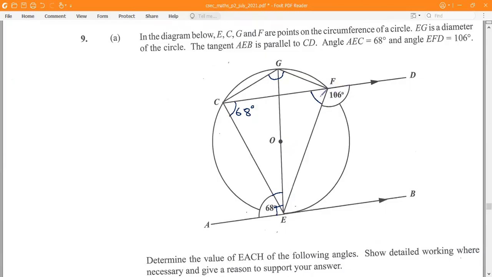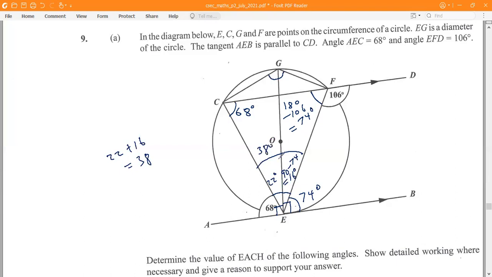This is a straight line. To get this missing angle, we say 180 take away 106. We have 74 degrees. Remember, the alternate angles are equal, so this is also 74 degrees. Remember, there's a 90-degree angle between the radius and the tangent. So to get this little piece is 90 take away 74, and that will be 16 degrees. Over here was 22 degrees. So we can now find this angle here by adding 22 and 16, so we get 38 degrees.